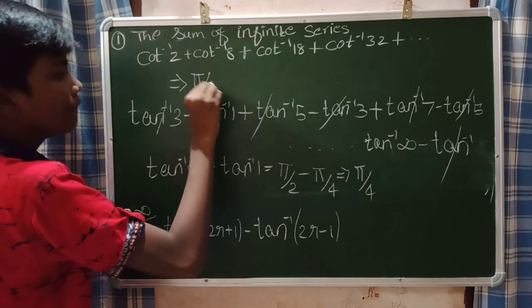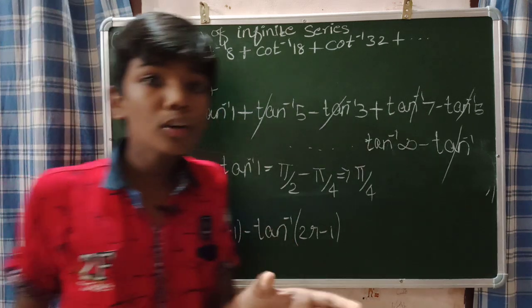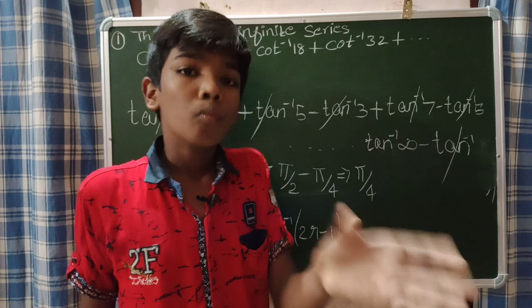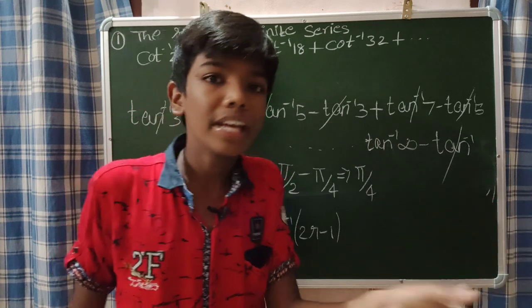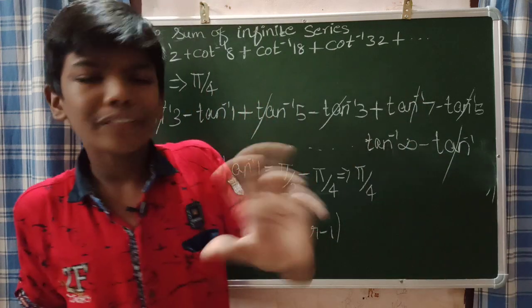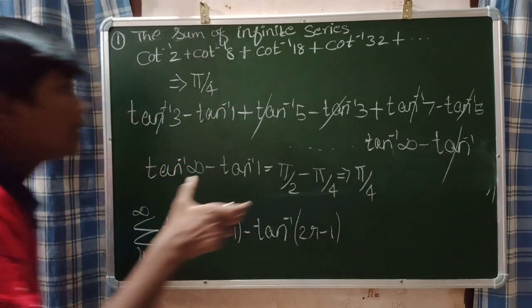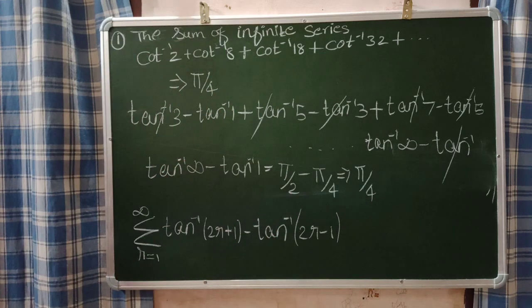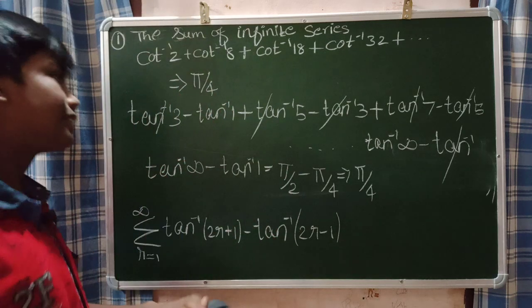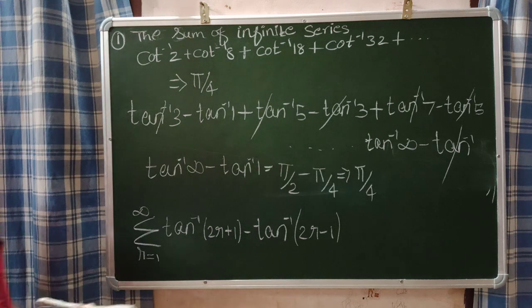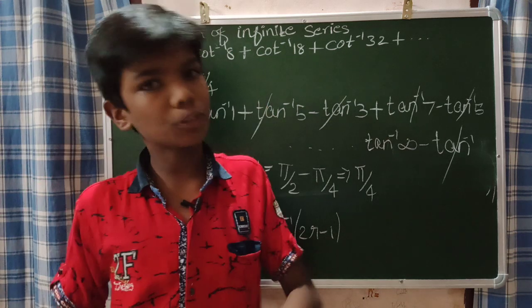That's all, guys. We used our manipulation part. Manipulation means what we need to add, what we need to subtract, what we need to multiply, what we need to divide. These are what we call manipulation. So that's what I used and I found the answer to be pi by 4. So the answer is pi by 4. That's all about this question. We can move on to our next question.